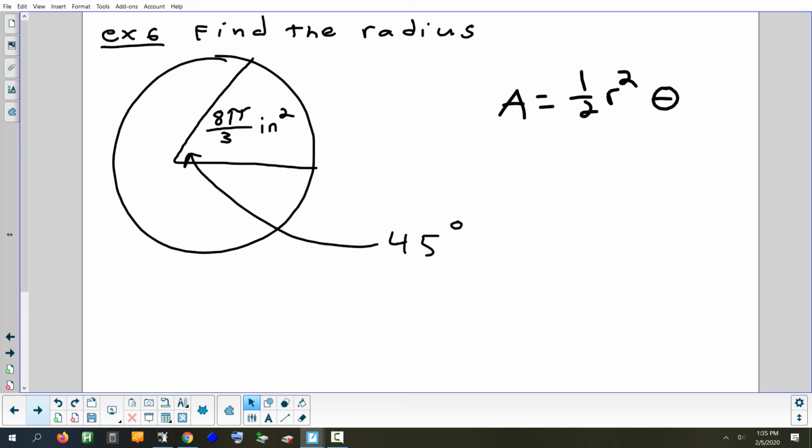So, as Owen just said, we got the area. That's 8 pi over 3. Okay, the 1/2, we're just going to leave it. What are we filling in for R? R, we don't know it. So as I told you, this is probably the longest one. You don't know R. And what are we filling in for theta?